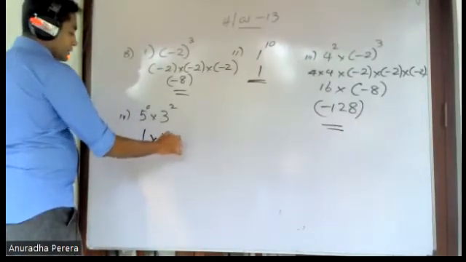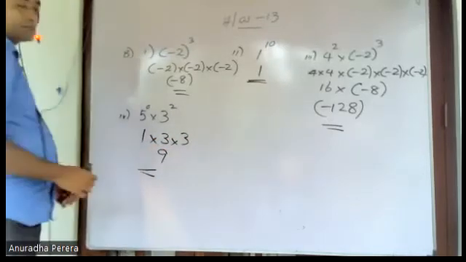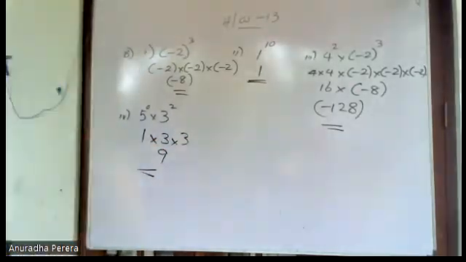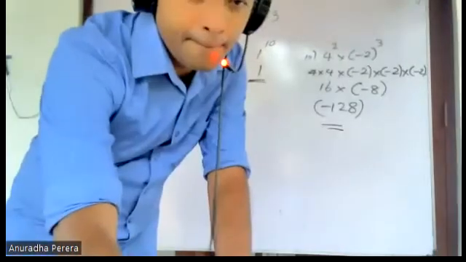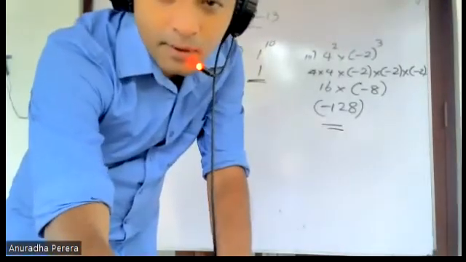3 into 3. The answer is 9. The answer is 9. All are correct. Very good. Yes, sir.